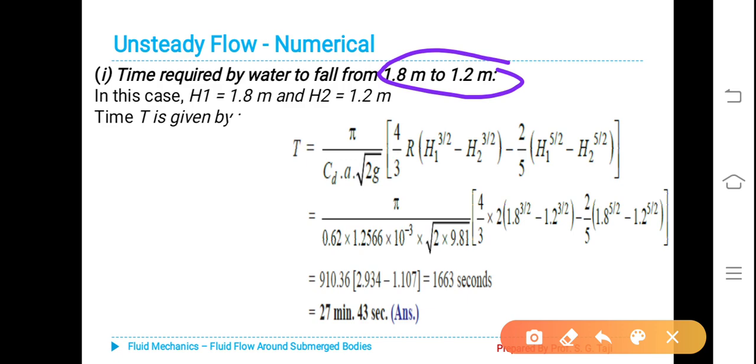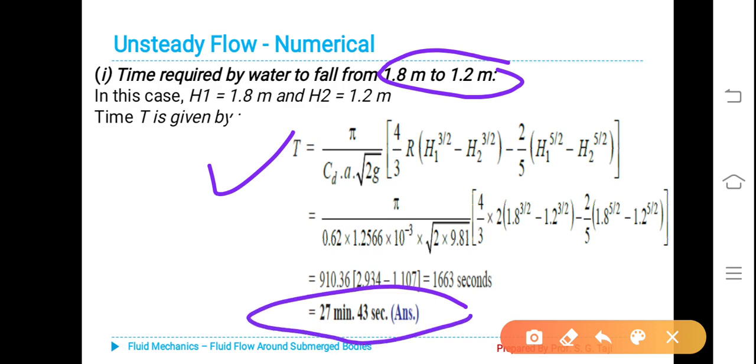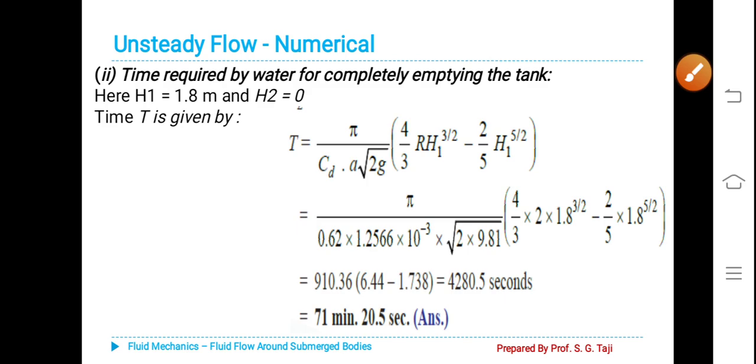As usual, we know the formula for this as T is equal to pi divided by CdA root 2g whole multiplied by 4 by 3 r whole multiplied by h1 to the power of 3 by 2 minus h2 to the power of 3 by 2 minus 2 by 5 whole multiplied by h1 to the power of 5 by 2 minus h2 to the power of 5 by 2. If you substitute the values, you will get T is equal to 27 minutes 43 seconds or 1663 seconds.